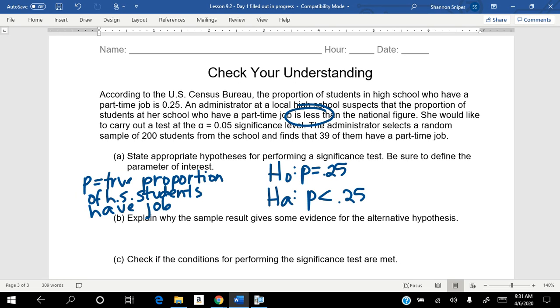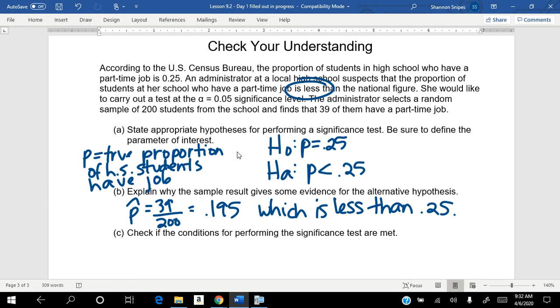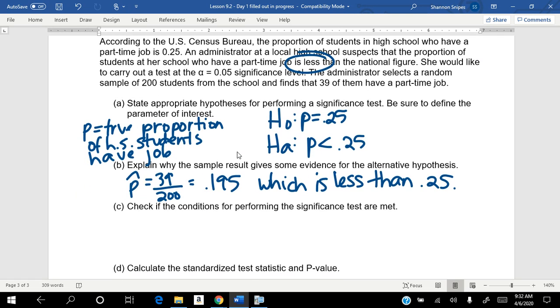Explain why the sample result gives some evidence for the alternative hypothesis. When this sample was taken, 39 out of 200 actually had a part-time job. So the proportion in this high school is 0.195, and this number is less than the national figure of 0.25. So that's why she believes that her school has less than what is being claimed.